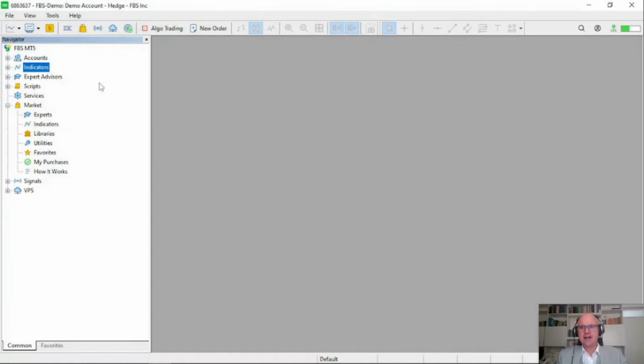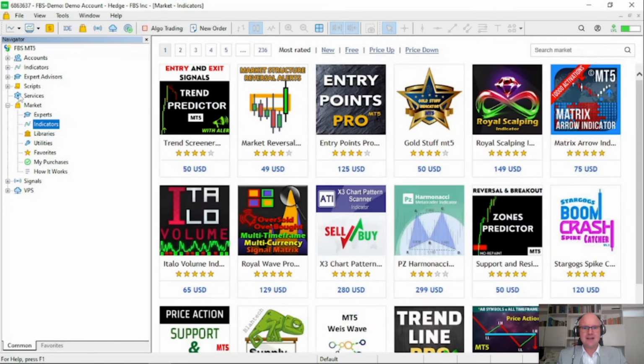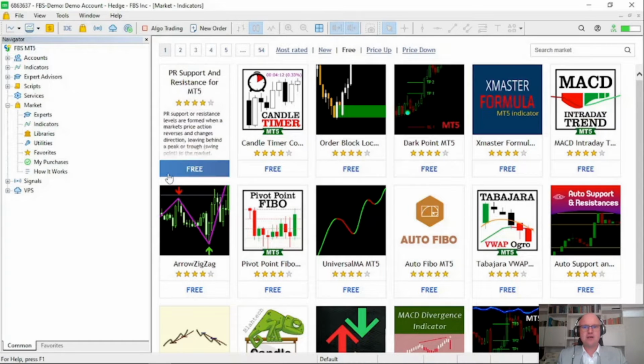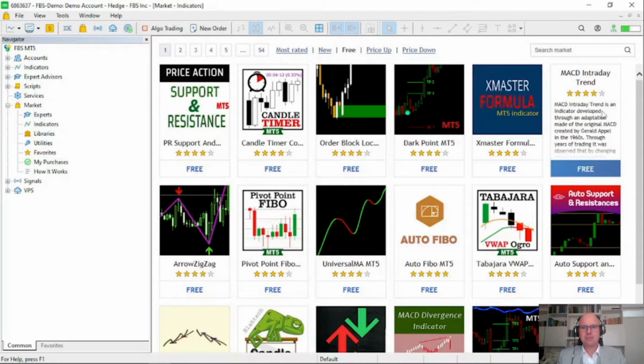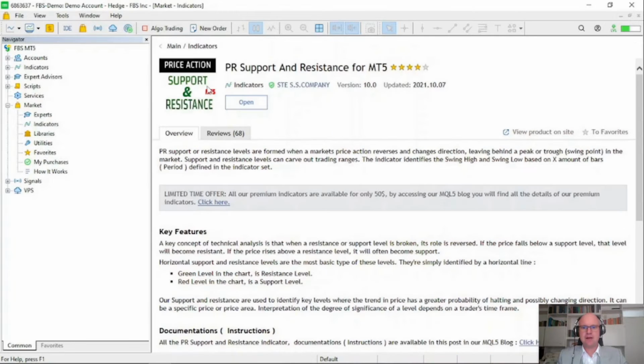So if we take a look at our MetaTrader 5, on our Navigator tab, we have a market section. Under the market section, I'm going to select indicators, and you will see some of the most popular indicators for MetaTrader 5. When we select free, you'll see the price action support and resistance is all the way on the left at the top, which makes it one of the most popular and downloaded indicators.